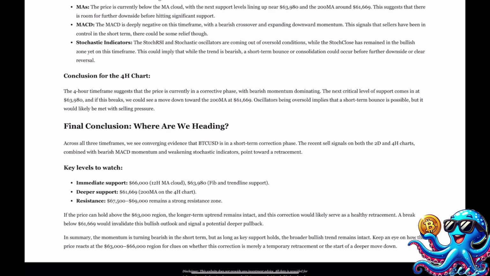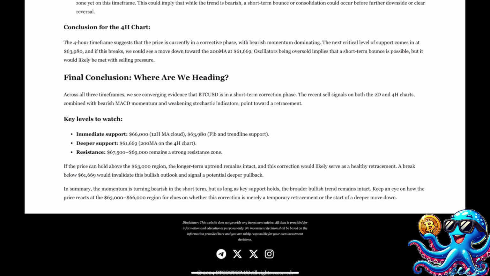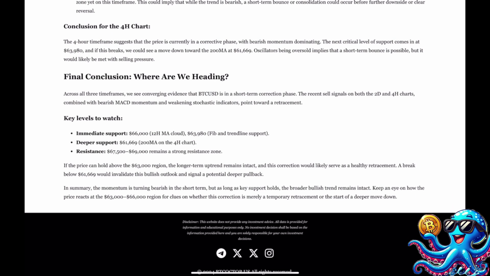Conclusion for the 4H chart. The 4-hour timeframe suggests that the price is currently in a corrective phase, with bearish momentum dominating. The next critical level of support comes in at $63,980, and if this breaks, we could see a move down toward the 200 MA at $61,669. Oscillators being oversold implies that a short-term bounce is possible, but it would likely be met with selling pressure.